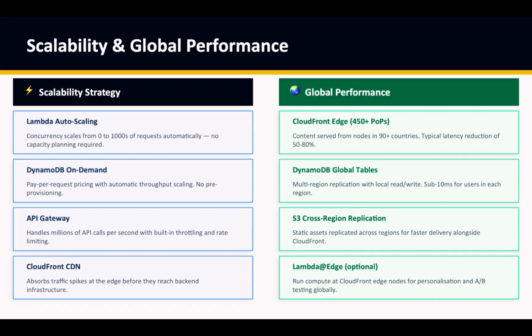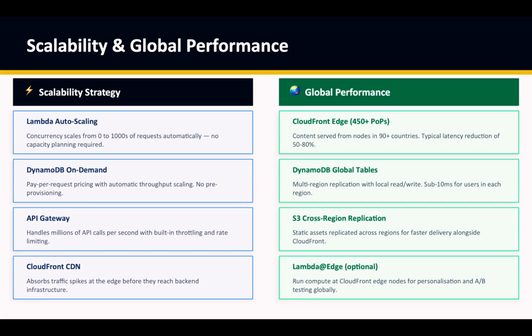Coming on to scalability and global performance, this slide addresses two of our biggest requirements: handling rapid growth and improving performance for international users. On the scalability side, AWS Lambda scales concurrency automatically from 0 to thousands of simultaneous executions in seconds. There's no capacity planning, no pre-provisioned servers. DynamoDB on-demand mode also scales read and write throughput automatically, and you only pay for what you use. API Gateway handles millions of API calls per second natively, and CloudFront absorbs traffic spikes at the edge. So a viral product launch wouldn't even hit the Lambda function until it had to.